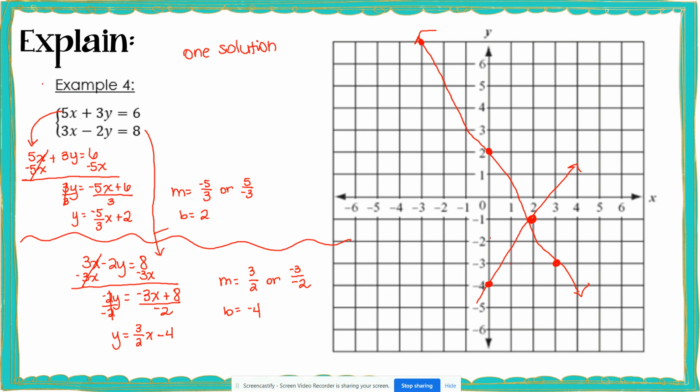So for example 4, and you will not see any examples like this on a test or work that you have to do, but every now and then you'll run across something random where you can't find the exact value. In this case, it might be better to use either substitution or elimination to solve this equation so that you can figure out what x and y equal.